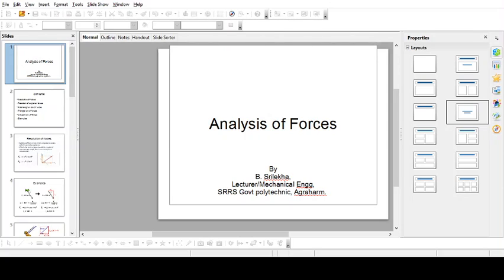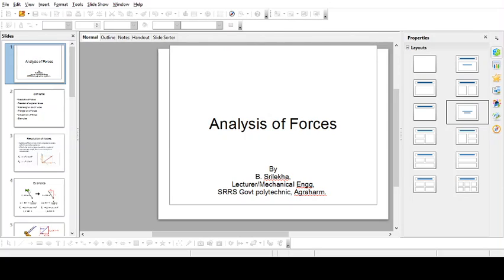Now what would be the resultant of the force and its direction? According to the parallelogram law, R is equal to the square root of P squared plus Q squared plus 2PQ cos theta. So the square root of 80 squared plus 50 squared plus 2 into 80 into 50 into cos of 60 degrees. On calculating, you will get 113.5 kilonewtons. So this is the resultant of these two forces.